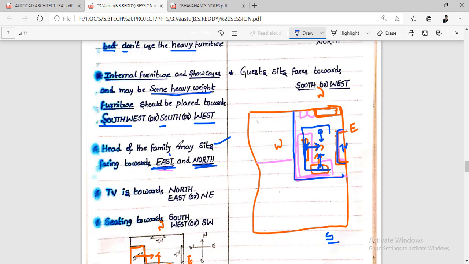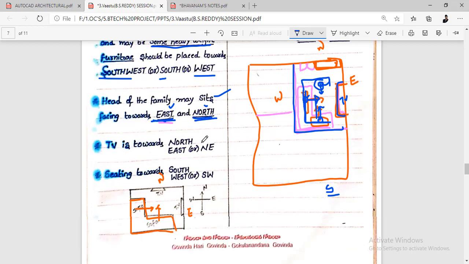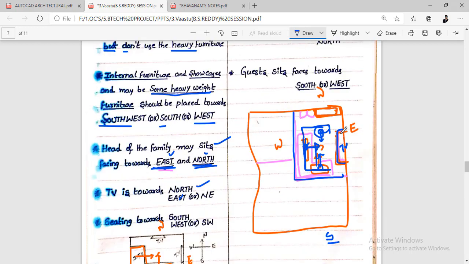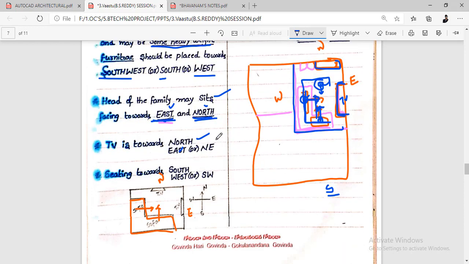So our head of the family, or the family members and everyone, need to sit on the east side or north side. If there is no choice, we can provide otherwise, but exactly the head of the family needs to sit towards the east direction, north side or east side. And TV towards the north or east. If the TV is in the north direction, somewhere here, the family person will be sitting towards the north, so that's quite good. And if the TV is in the east direction, we need to sit opposite to the east and face towards the east. So as per this, we need to decide the TV as well.